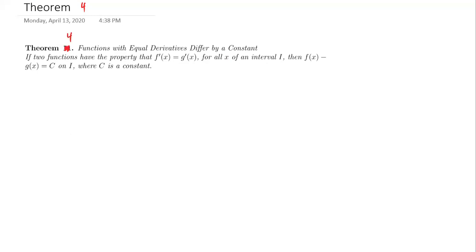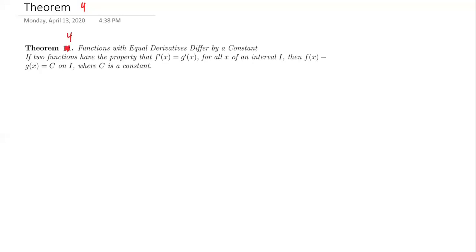So what does the theorem say? If you have two functions such that f prime of x equals g prime of x for all x on some interval I, then f of x minus g of x has to be equal to a constant on this interval. Said in other words, if the derivative of f equals the derivative of g on some interval I, then f minus g is a constant. That's the difference. Difference means subtraction.